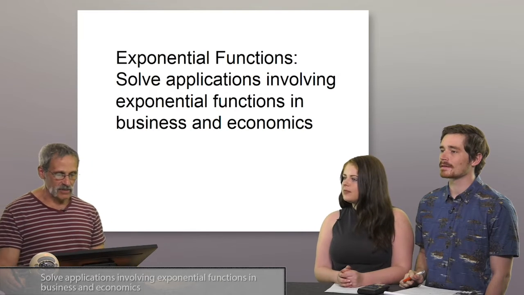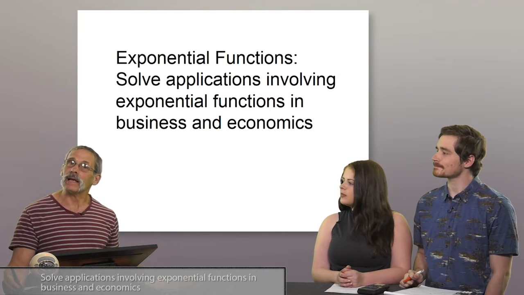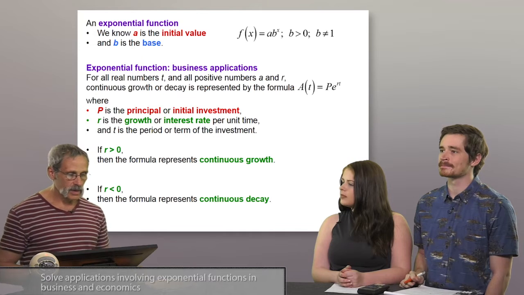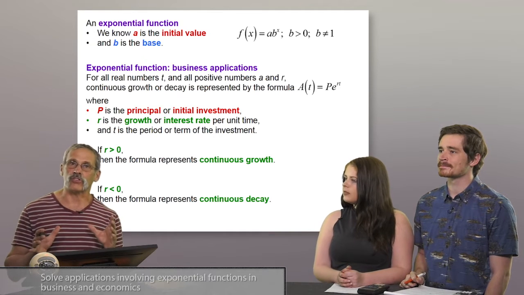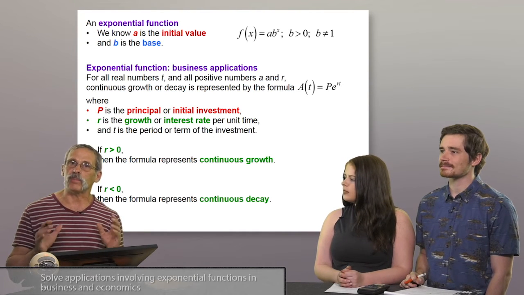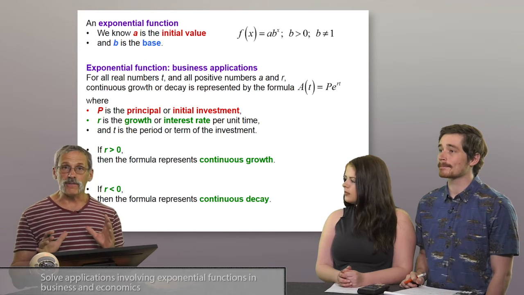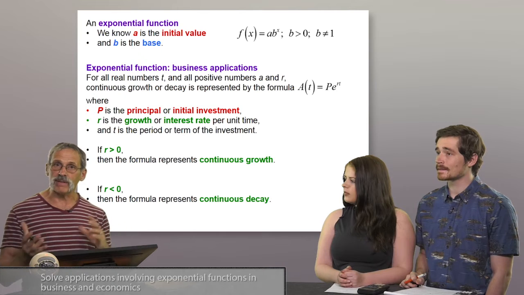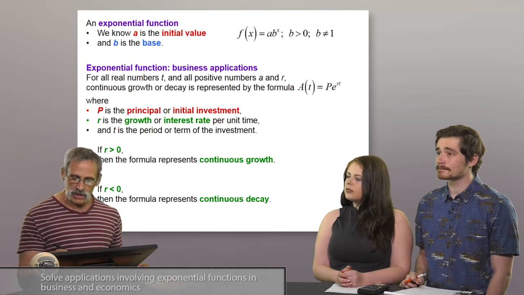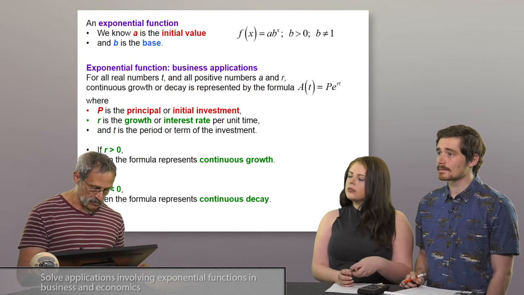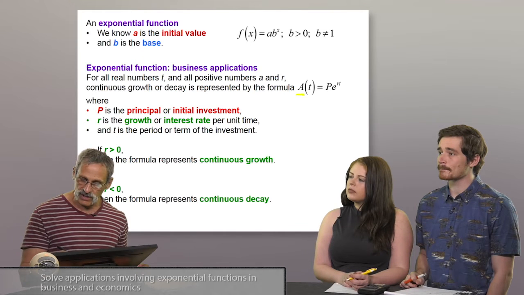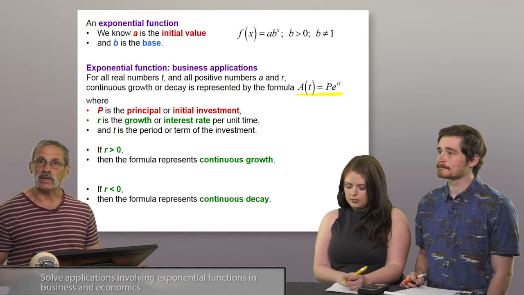Solve applications involving exponential functions in business and economics. We know what the exponential function looks like. f of x is equal to a times b to the x, where the base is positive and not equal to 1. Often, in economics and business applications, we morph it to look like this particular function right here, which is A of t is equal to P e to the rt.